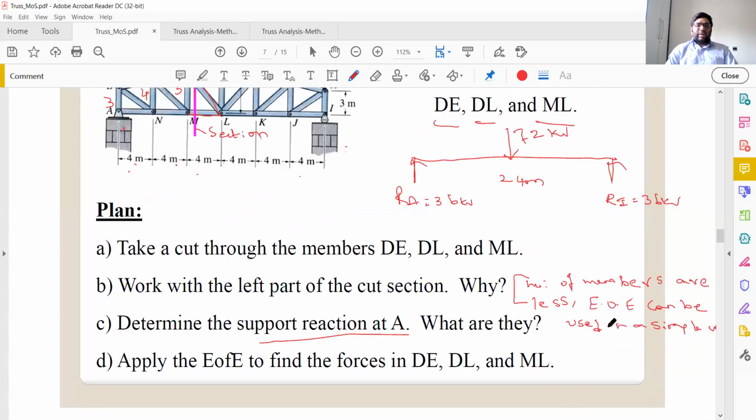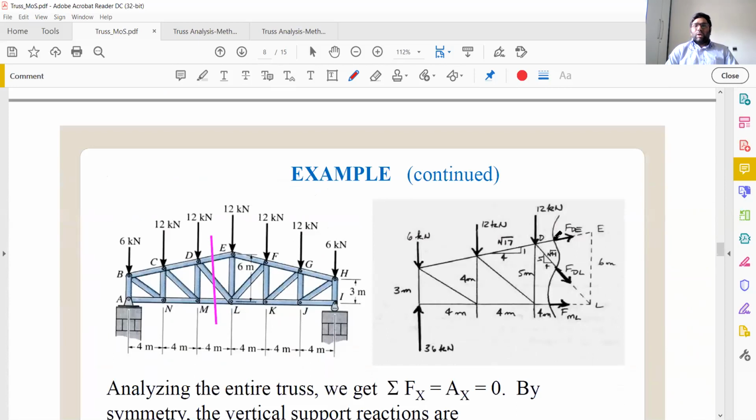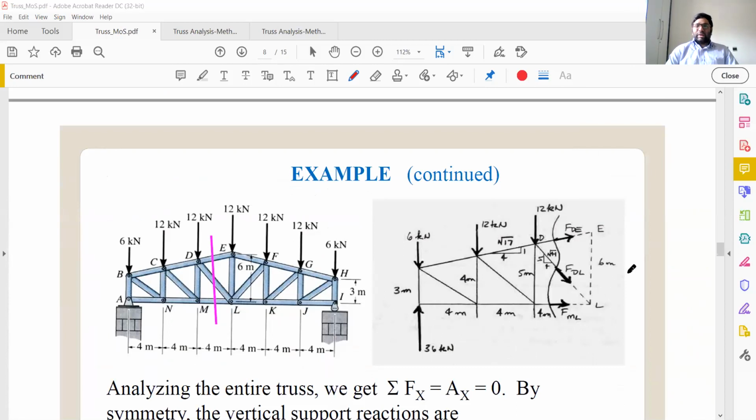Okay. Now we have cut the section and now apply the equations of equilibrium to find the forces. You all can see here on the screen that this was cut, and all the forces are assumed to be under tension. There is a 6 kilonewton load, 12 kilonewton load, 12 kilonewton load, and we have a reaction of 36 kilonewton. So we need the forces in the members DE, DL, and ML. This is DE, tension. This is DL, tension, and ML also tension.